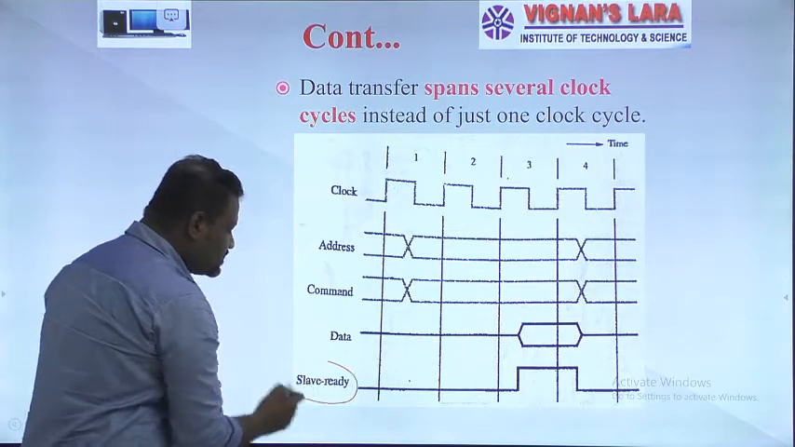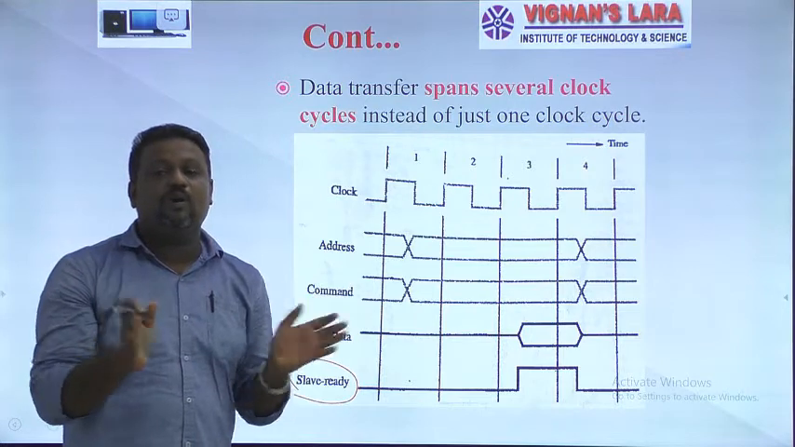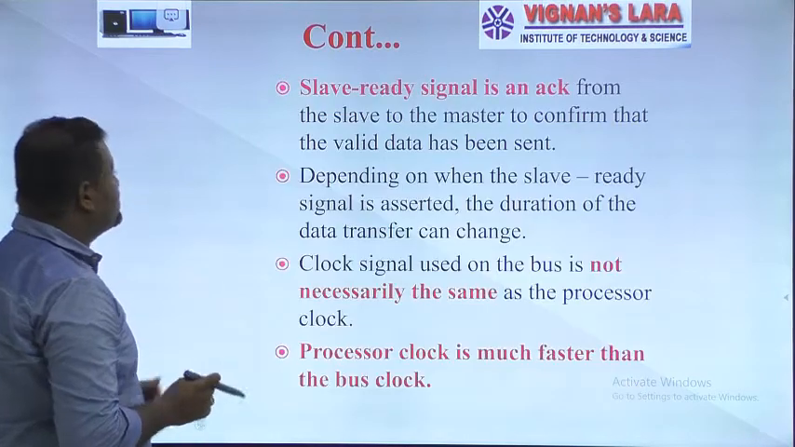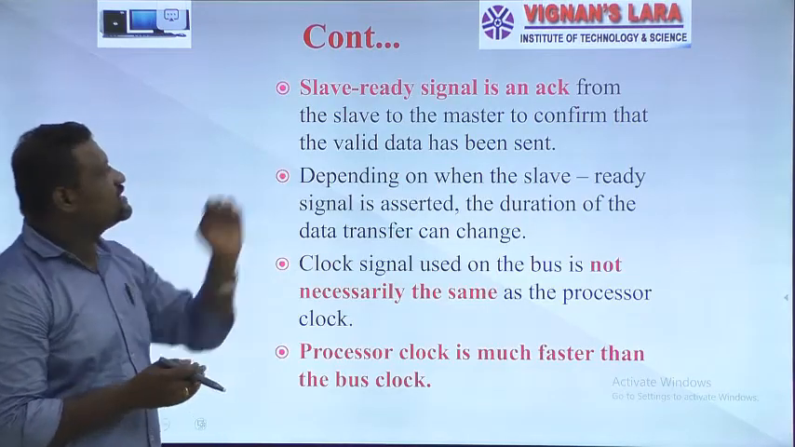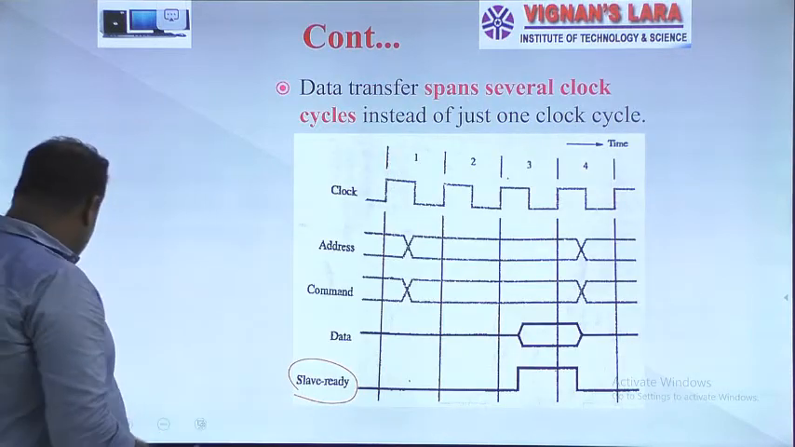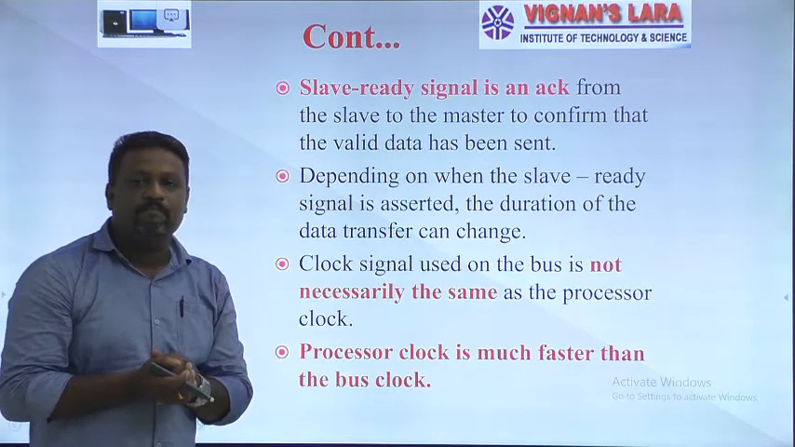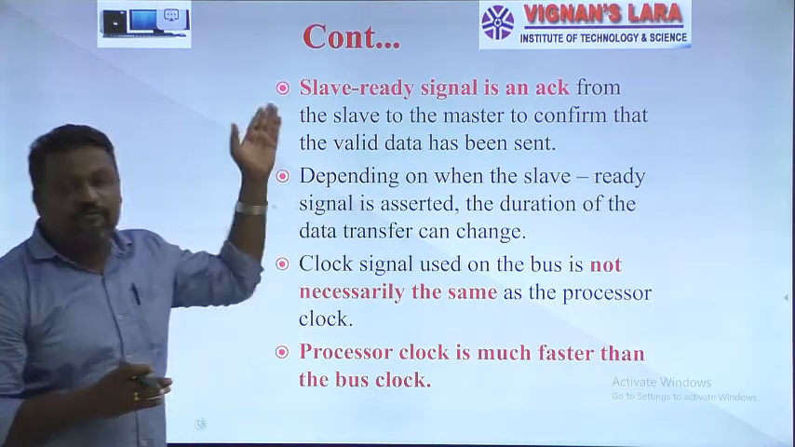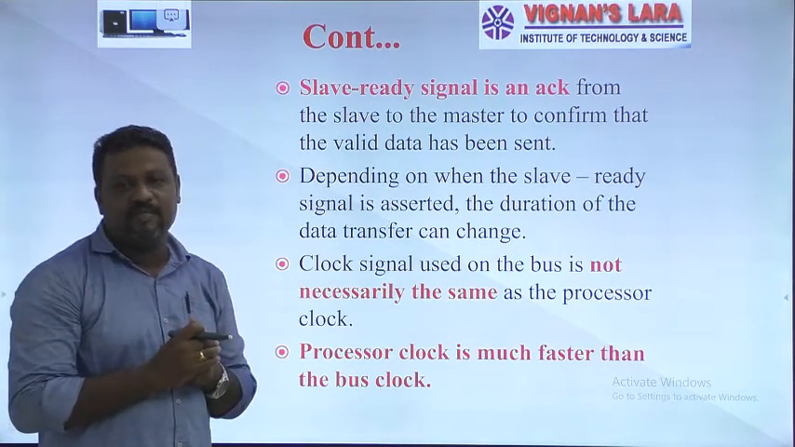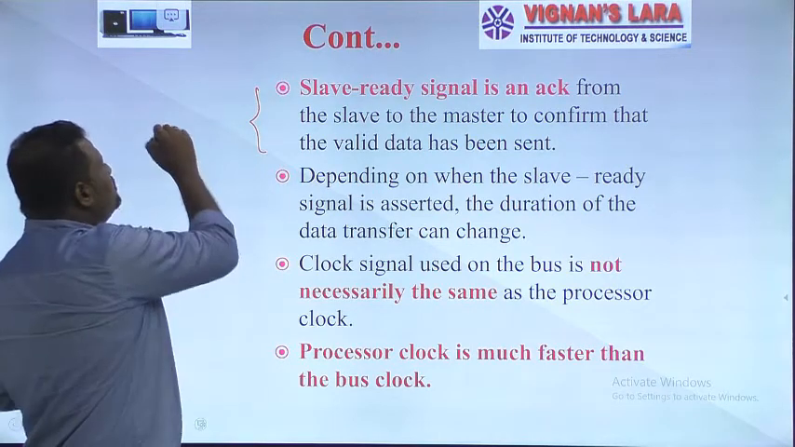And finally, the slave ready signal. This is a control signal which informs the master that I successfully did all the operations that were assigned to me. So this is another interesting thing. In the previous timing diagram we saw the slave ready signal. What is the slave ready signal? Generally the slave ready signal is an acknowledgement signal from the slave to the master to confirm that the valid data has been sent. Again, here also our assumption is our operation is read.